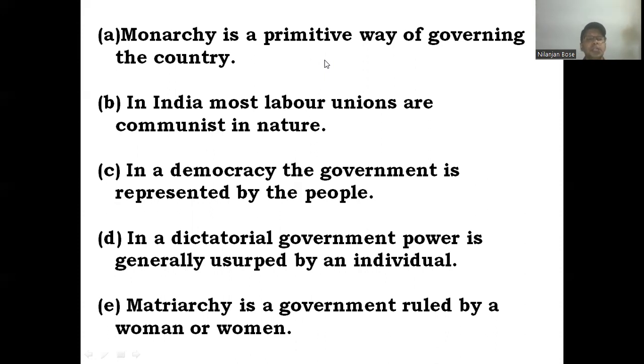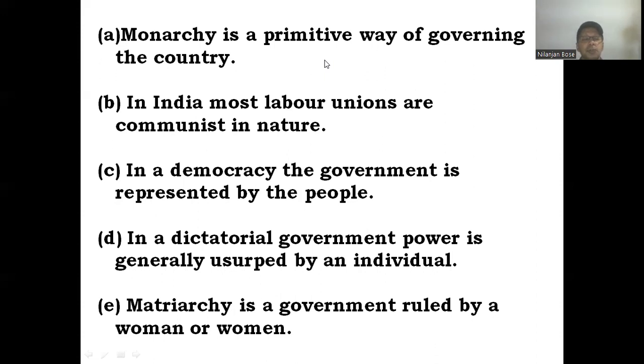Moving to C, in a democracy, the government is represented by the people. Okay, now if you go through this particular sentence, you will come to know that once again, it is talking about the form of the government, that is called democracy. So in the first sentence, you got the form of the government, that is monarchy, and in sentence C, you have already got another form of government, and that is known as democracy. So A and C are related to each other.